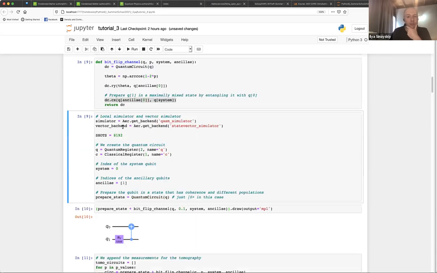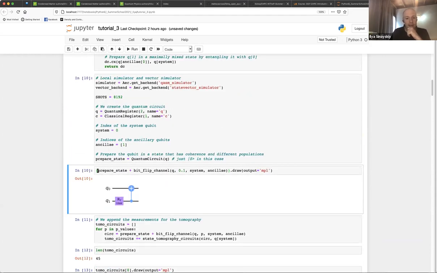Okay, now we have a simulator. There is one more simulator, but we don't need that. I took the number of shots to be 8,000, which is the maximum number of shots you can do in one go on the real machine. And how is this register Q composed? It's composed of the two quantum registers which we need, and one classical register, because we measure only one. The index of the system qubit is 0, the index of the ancilla is 1, and we're starting with the 0 state.